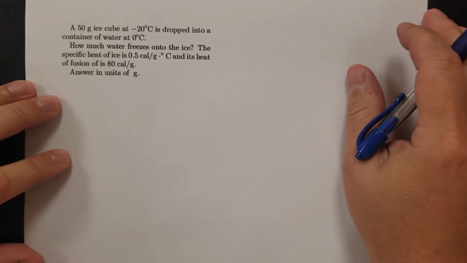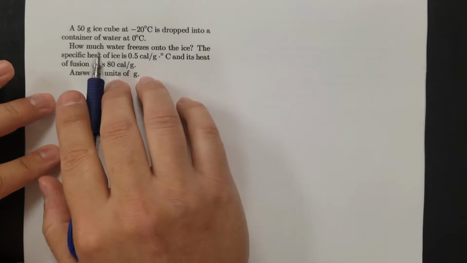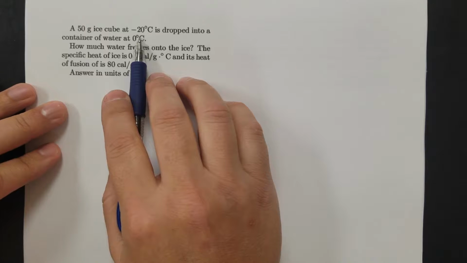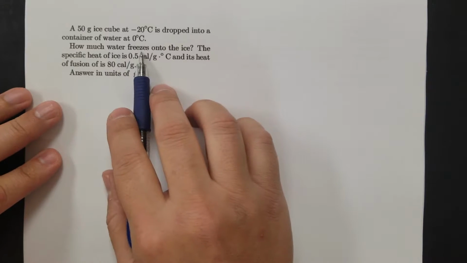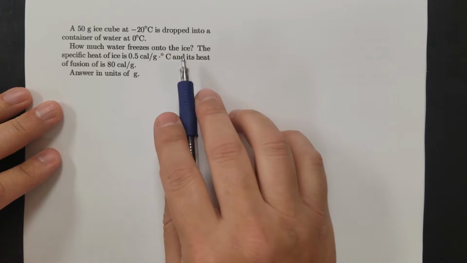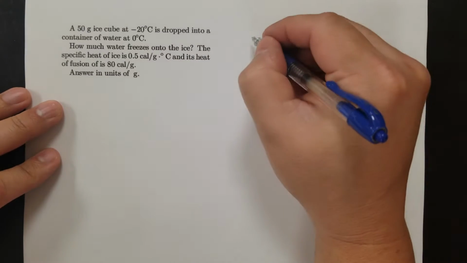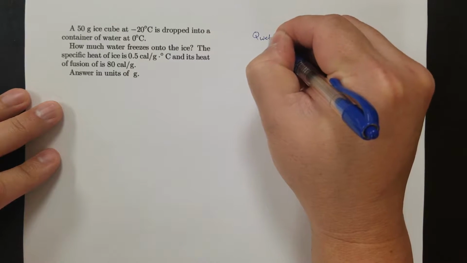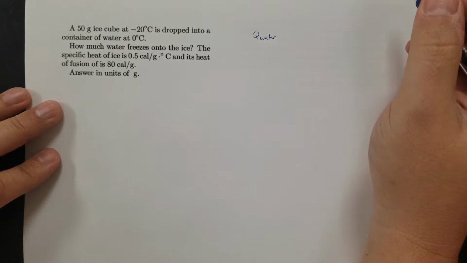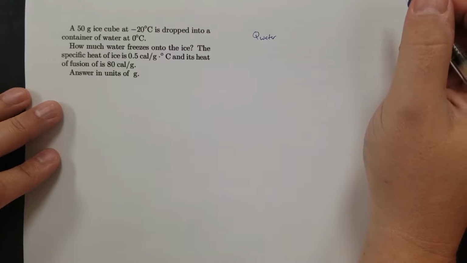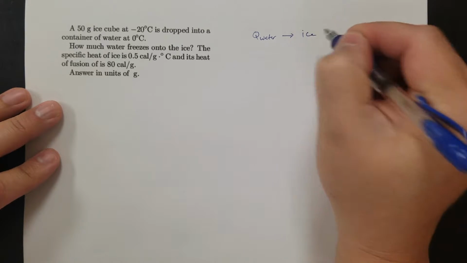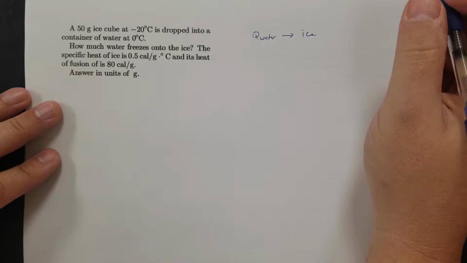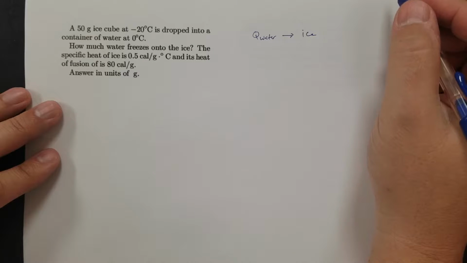All right, this is a latent heat problem. So I have an ice cube that's at minus 20 C dropped into a container of water that's already at 0. And I want to know how much water freezes onto the ice. So what's going to happen is some of the heat from the water is going to get pulled out and go onto the ice, right? So the heat to freeze the water, right?